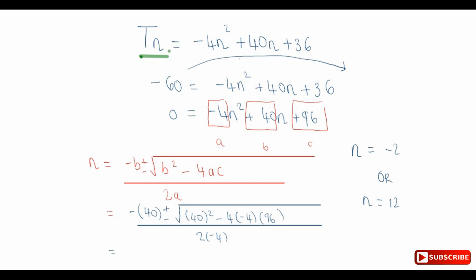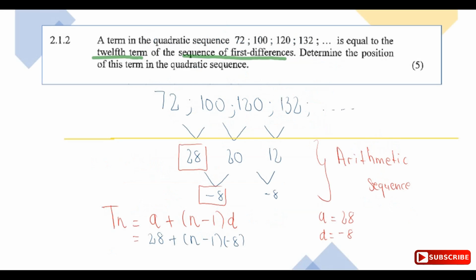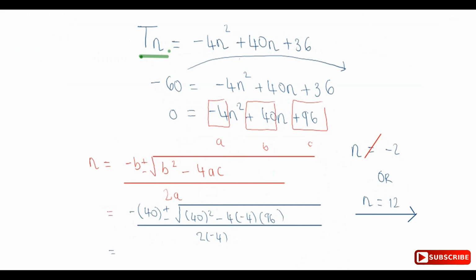Right? But guys, from here, we know that when you're working with sequences, it obviously can't be a negative n, right? So that means that this is not applicable, so I'm just going to put a scratch there. Meaning that the value of n that is acceptable is n which is equal to 12. So the position of this term in the quadratic sequence is the 12th position. So this term is in the 12th position in our quadratic sequence. Okay, guys, let's move on to the next question.